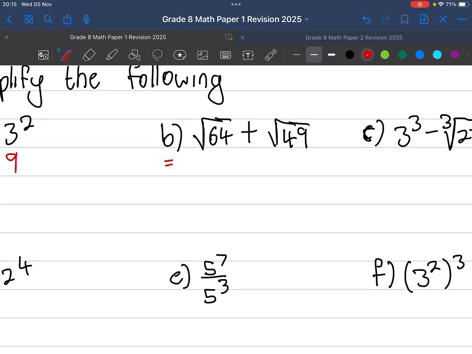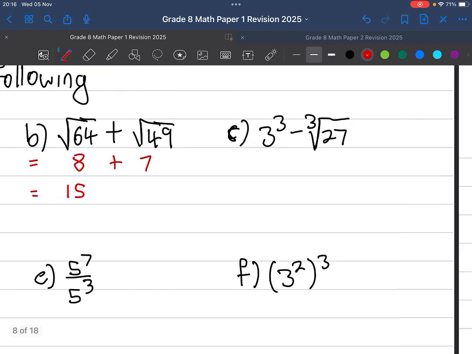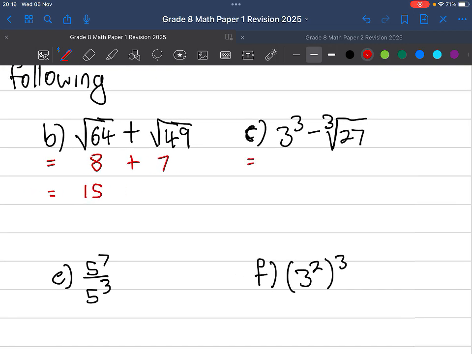Next one, the square root of 64 is going to be 8. Plus the square root of 49 is 7. 8 plus 7 will give you 15. Next one, let's go. 3 cubed, 27.